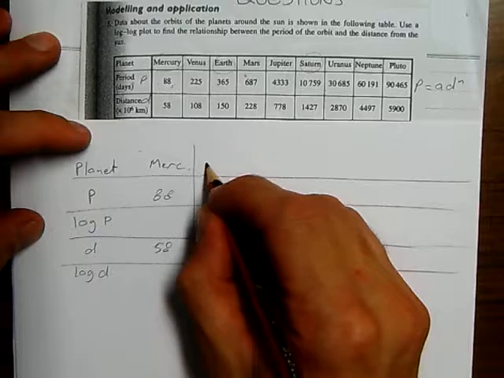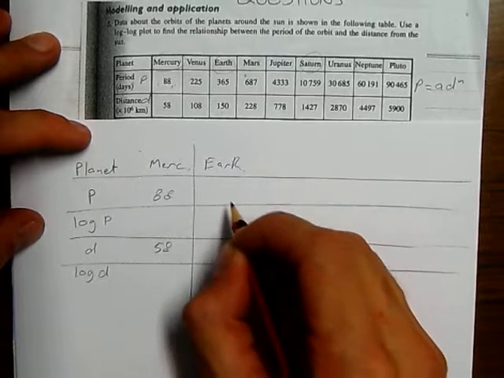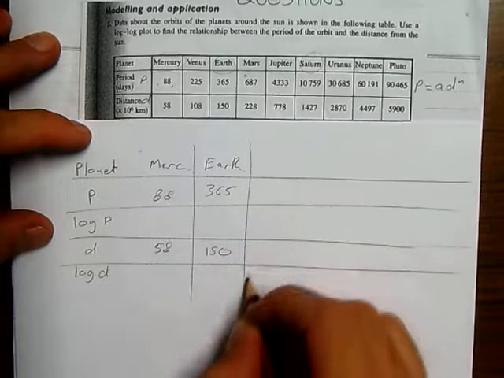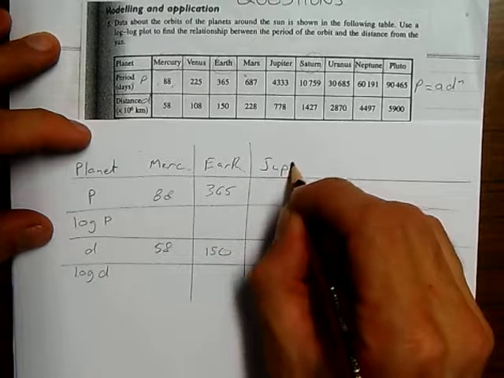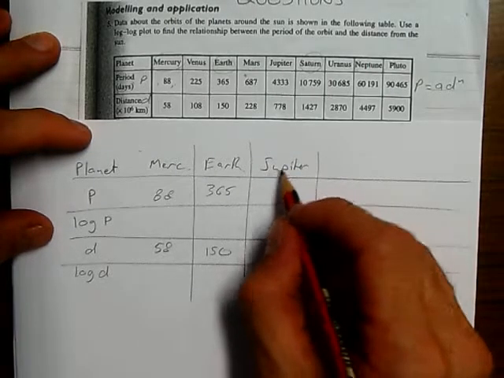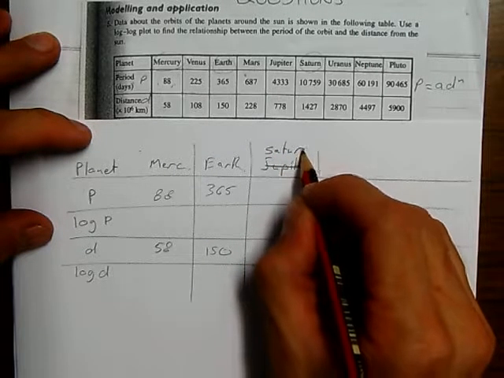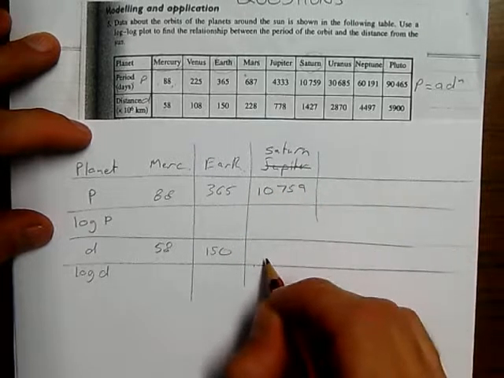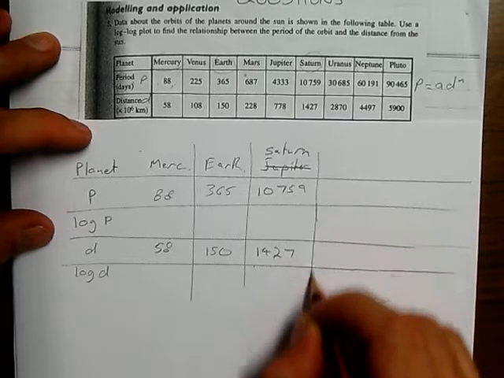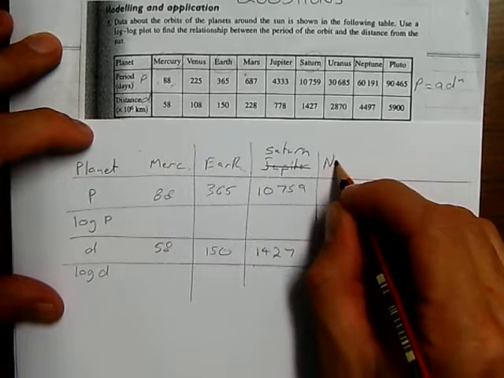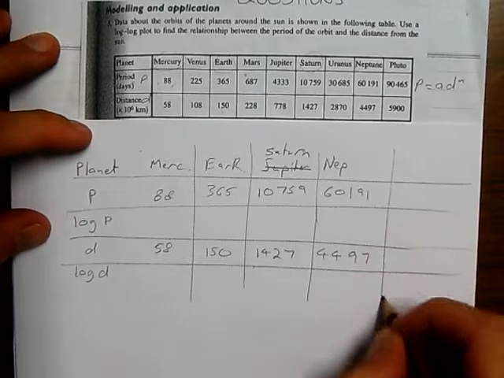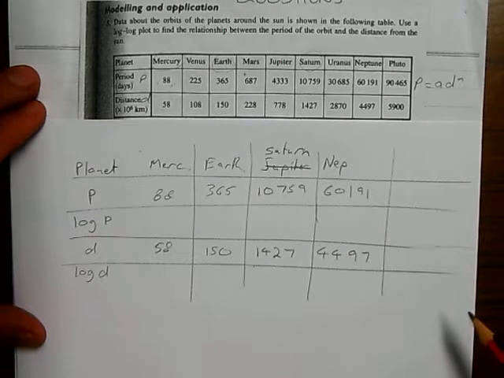We have Earth, which is 365 and 150. Jupiter. No, I said Saturn. I like Saturn. Which is 10,759 and 1427. And Neptune, which is 6191 and 4497. So this is the data we need now.